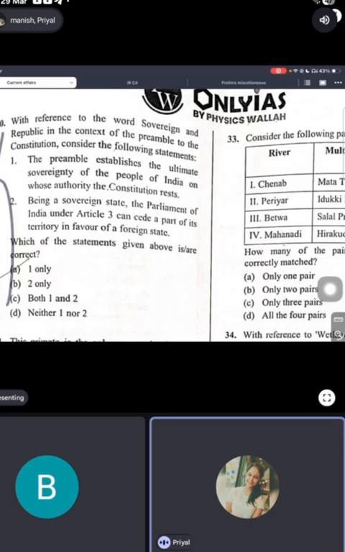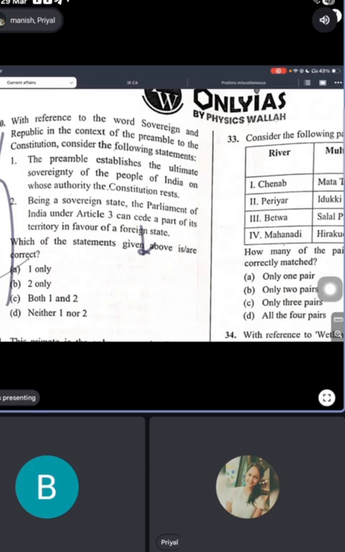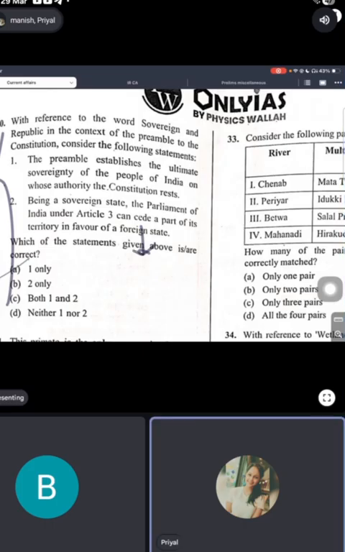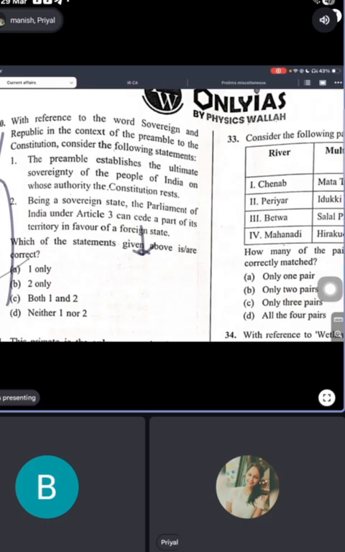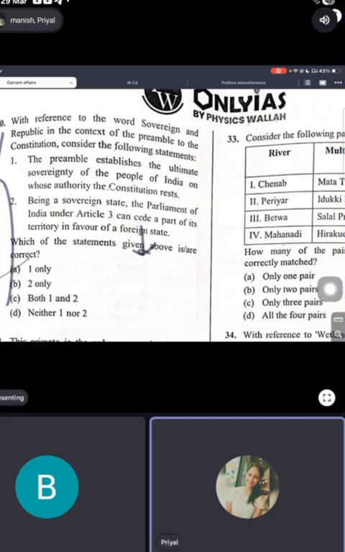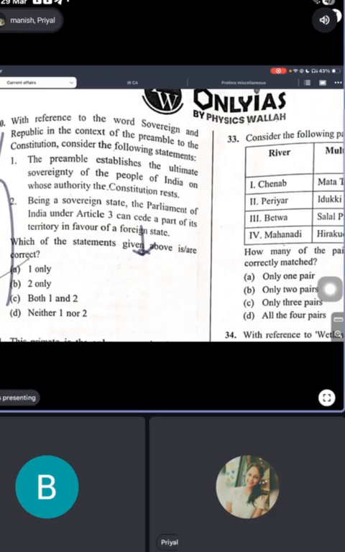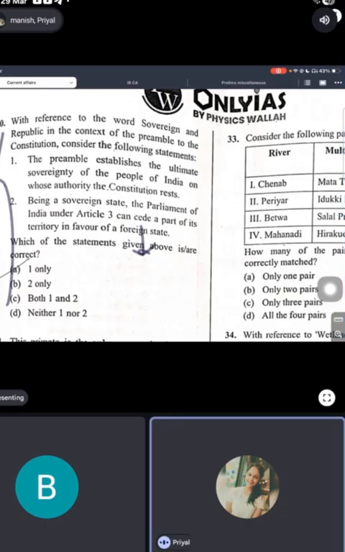See, the first one is okay. The second one is that ultimate power is in the people. But part of territory, being a sovereign state, we can't cede. Obviously. The preamble is implicitly telling that Parliament can do it. In favor of a foreign state, meaning giving. If foreign states want, they can see it.